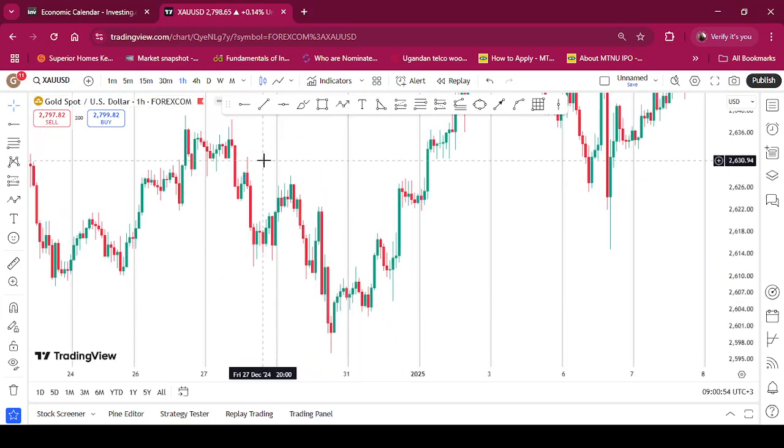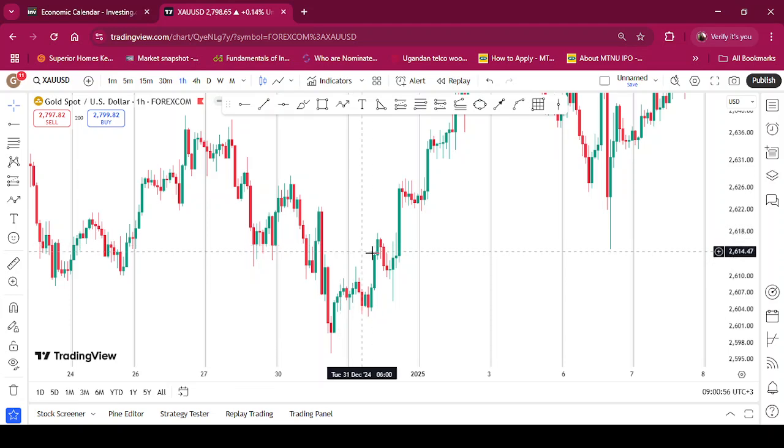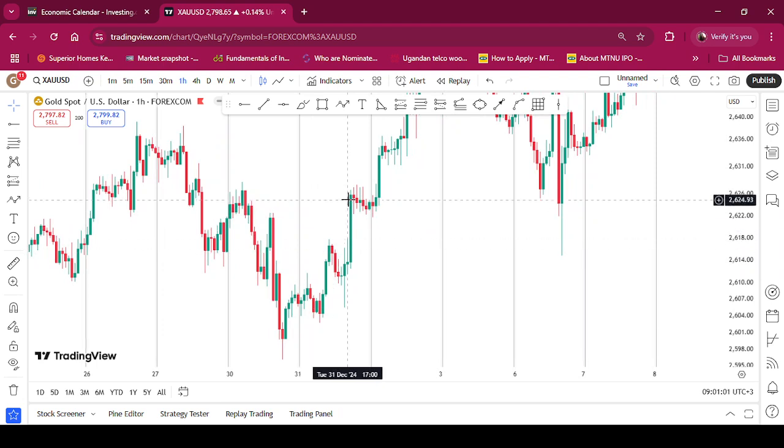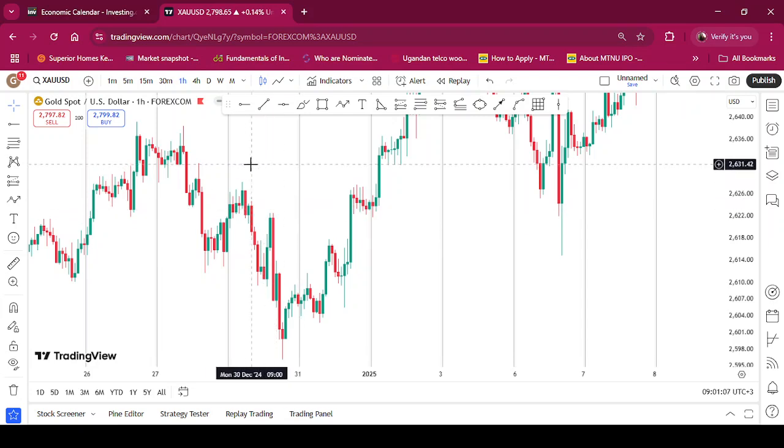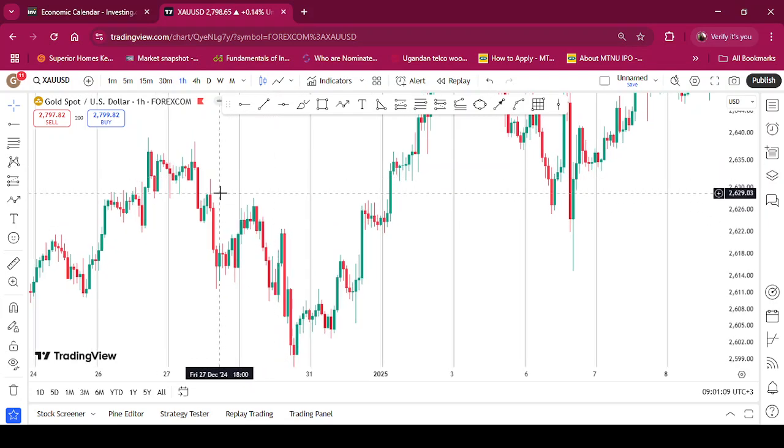What happened next? We had a market structure shift on an hourly time frame, and that was on the 31st of December. We didn't have the best of pullbacks, but we went above this. So we went above this high, we went above this high, and remember, all these highs got into a discount, no, into a premium area.